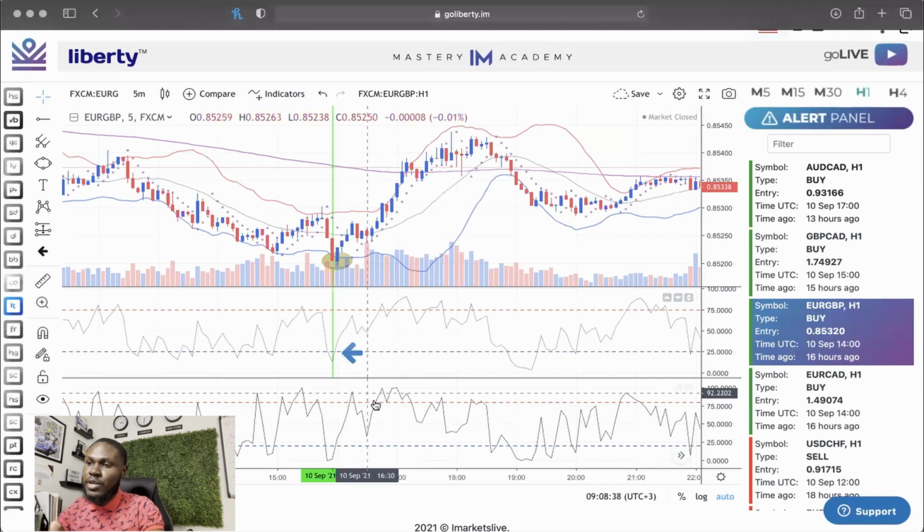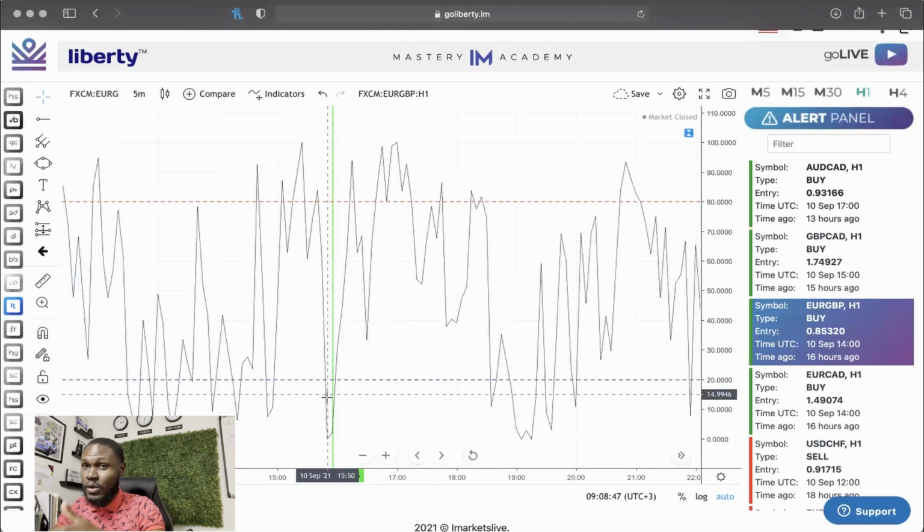So let's look at our third confirmation. This is our third confirmation happening right here. We're seeing that the market is currently also doing the same thing, currently being oversold. What are we doing? Are we taking the buy? No, we're not taking the buy. We're waiting for it to make that break.